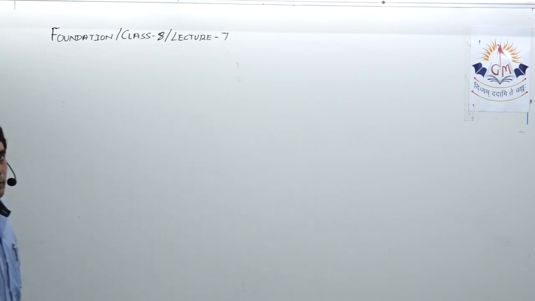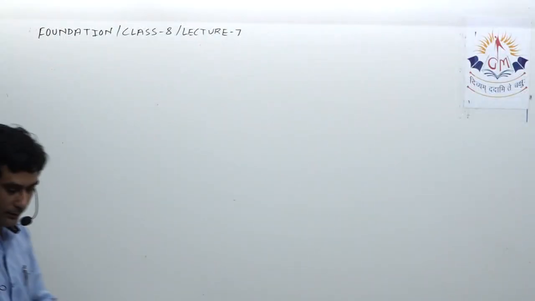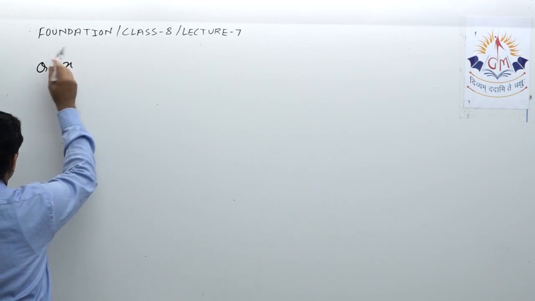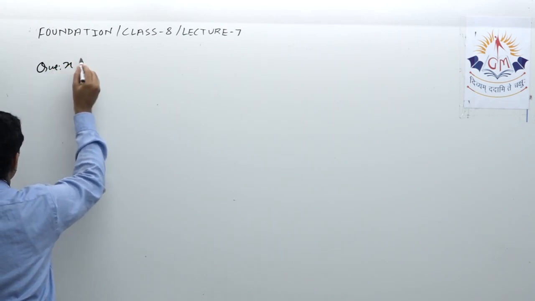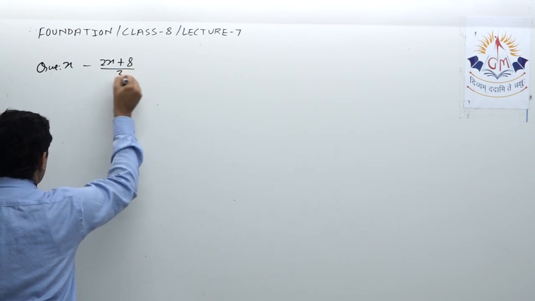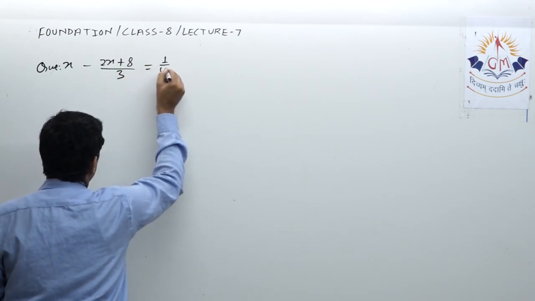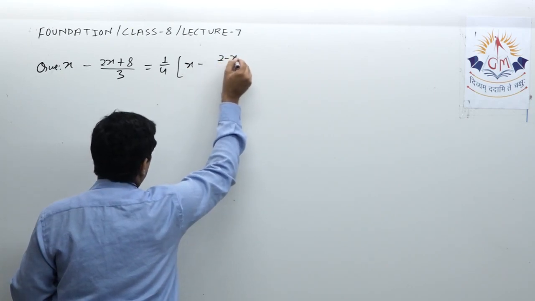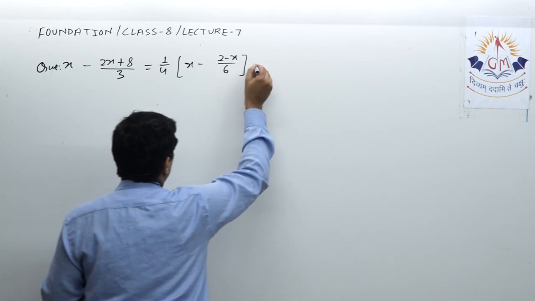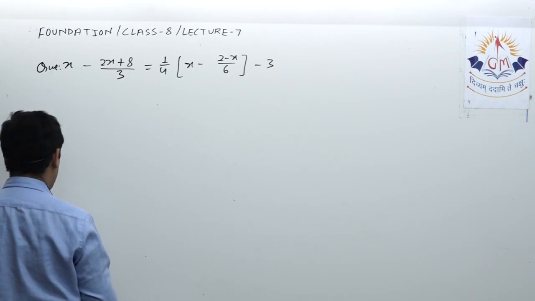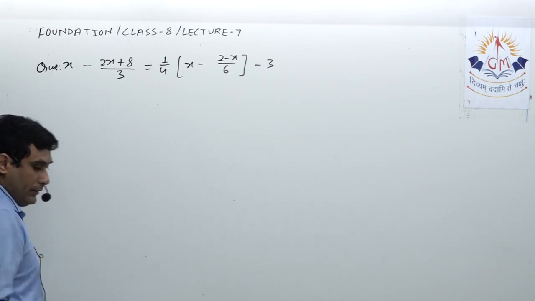Okay, now we'll see the next question. Okay, next question is x minus (2x plus 8) upon 3 is equal to 1 upon 4 into (x minus (2 minus x) upon 6 minus 3).